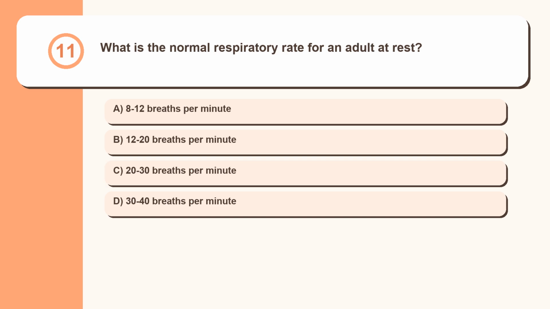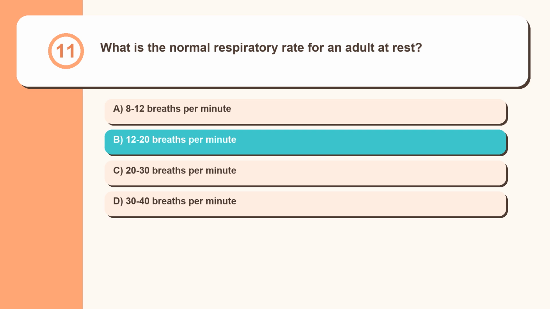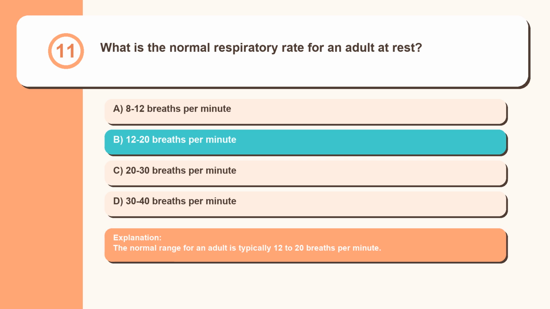Question 11. What is the normal respiratory rate for an adult at rest? 8 to 12 breaths per minute, 12 to 20 breaths per minute, 20 to 30 breaths per minute, 30 to 40 breaths per minute. The normal range for an adult is typically 12 to 20 breaths per minute.